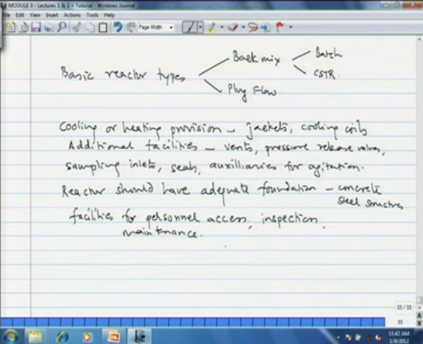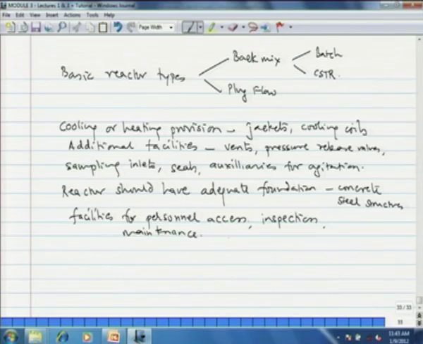Now maintenance means small scale maintenance. It is not like shutting down the reactor and cleaning it thoroughly. Small scale maintenance, like providing certain holes where we can put in the cleaning equipment and unclog the holes or something like that. So those maintenance provisions should be made.